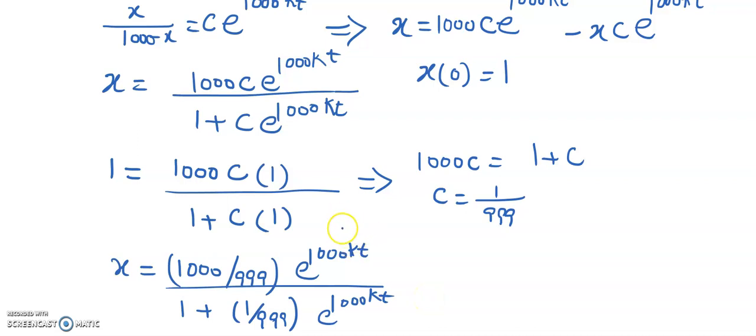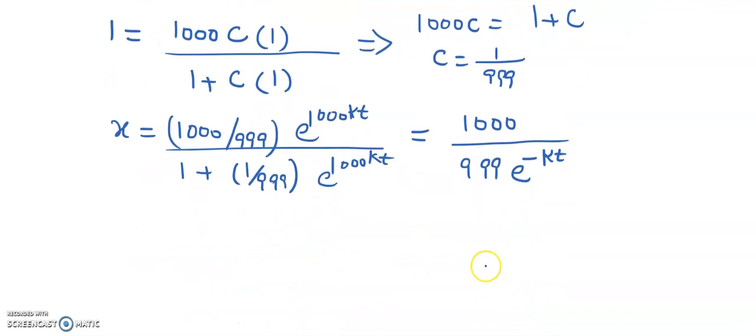So after simplification, this will be 1000 over 999 e power minus kt. Okay, we can simplify it in this form, and then now we can apply the second condition, because after 4 days there were 50 infections.